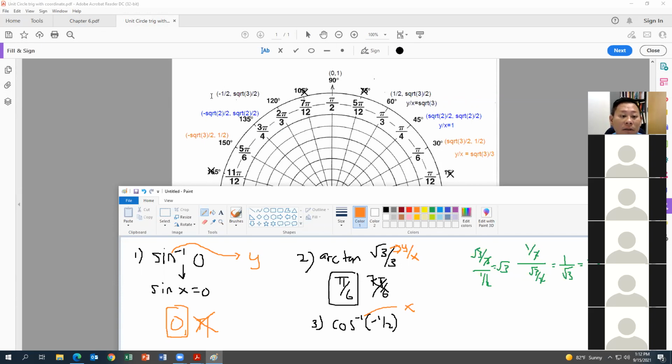So x value. Wait, what are the only quadrants that I can be in? Cosine only does 1 and 2. Tangent and sine are 1 and 4. It's based on the domain restriction that we have early on. So in this case, what is the inverse cosine of negative 1/2? Your answer in this case will be 2 pi over 3.